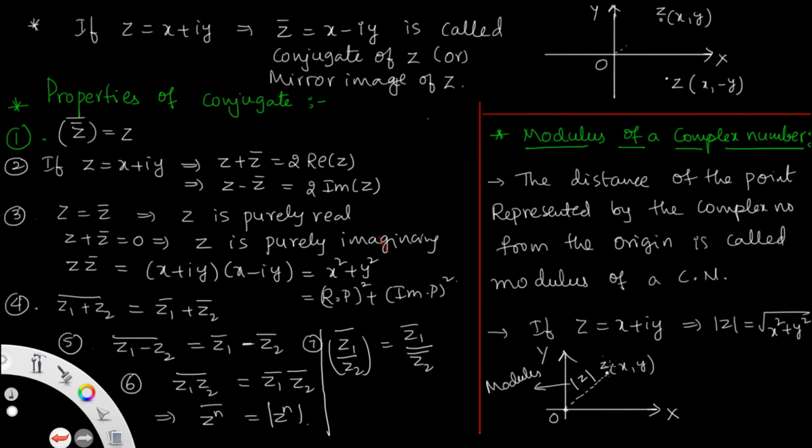How to find the modulus of a complex number: the formula is mod z equals root over x square plus y square. This value is y and this value is x, forming a right angle triangle, so by the Pythagoras formula the distance is root over x square plus y square. This is also called the modulus of a complex number. If z equals x plus iy, then mod z equals root over x square plus y square.